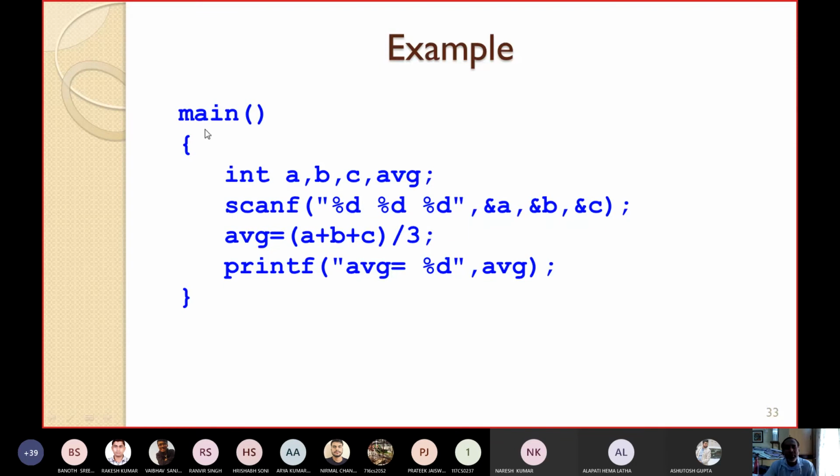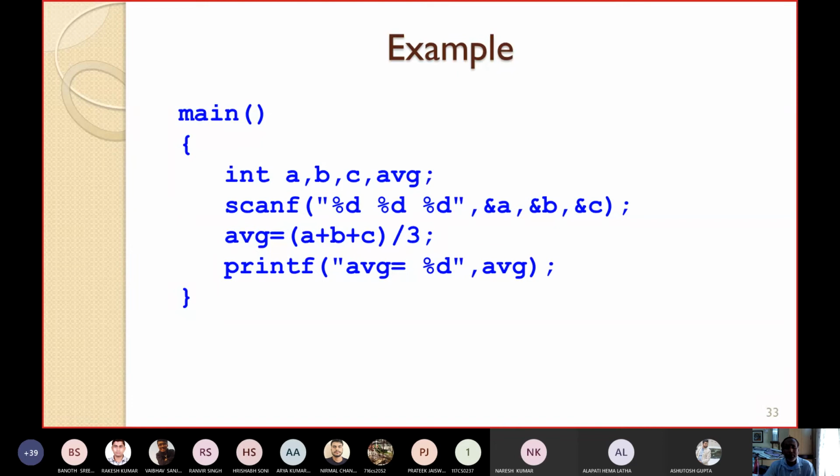Okay, let's quickly take a small example. A small C program: main, integer a, b, c, average, scanf, these things. I want to find out the average of this a, b, c, then printf this. A small program I have taken. I want to find out the program length, etc. So what we have to do first?